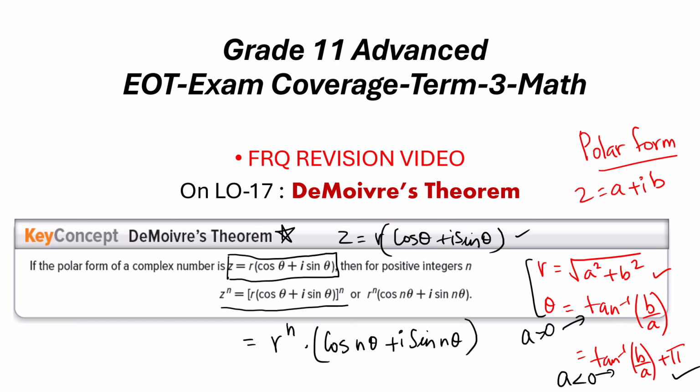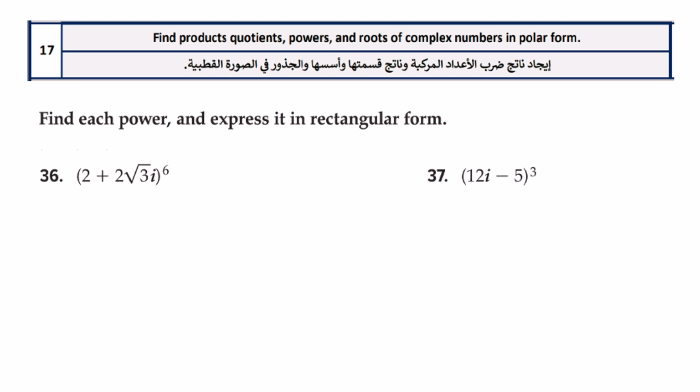Now let's look at the question from Learning Objective 17 and see how we can apply De Moivre's theorem to find the power and give the answer. Let's now move to question number 17, which is learning objective: find products, quotients, powers, and roots of complex numbers in polar form. So definitely De Moivre's theorem is what we are going to be using.